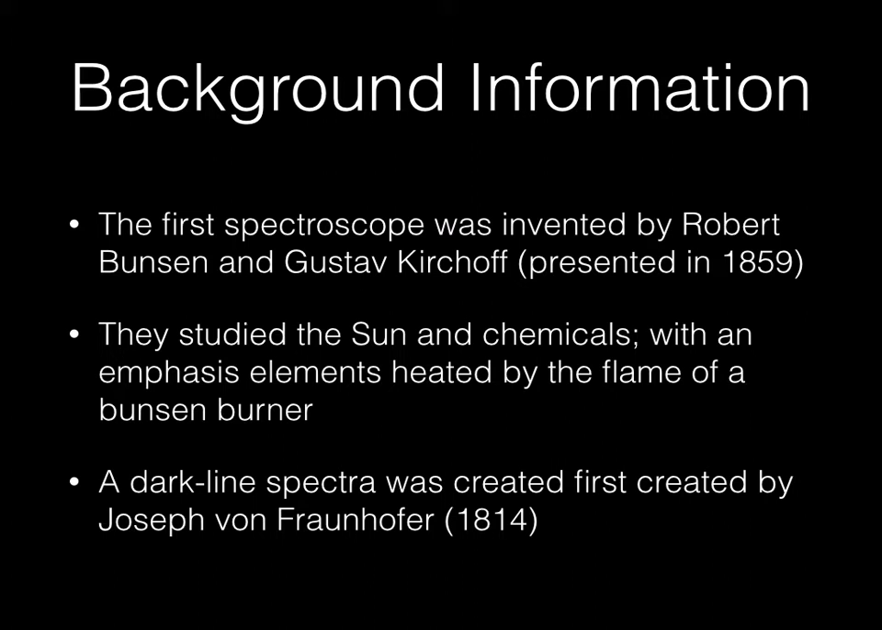The first spectroscope was invented by Robert Bunsen and Gustav Kirchhoff, and it was presented in 1859. They studied the sun and chemicals with an emphasis on elements heated by the flame of a Bunsen burner. The dark line, or absorption spectra, was created by Joseph von Fraunhofer in 1814. The spectroscopes we use today are a much more compact and convenient version of the same spectroscope created by Kirchhoff and Bunsen.